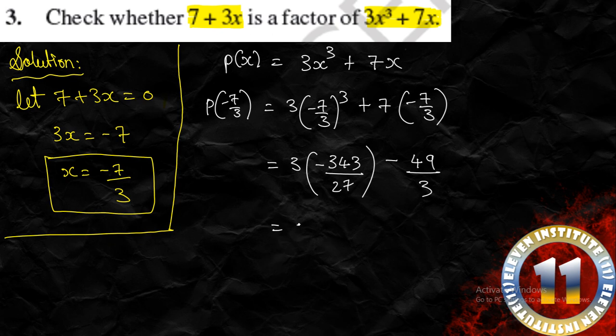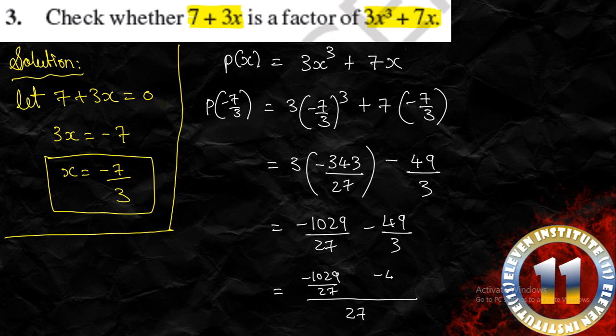Right, so here we get minus 1029 upon 27, and here I have 49 upon 3. Now LCM of 3 and 27 is definitely 27, so into the denominator we will write 27, here minus 1029 upon 27, and here I am having 49 upon 3. Now I will multiply both of them with 27, right? So here 27 and 27 get cancelled.